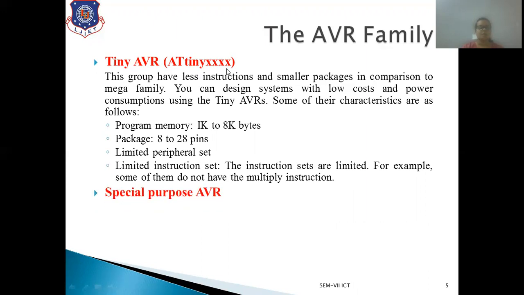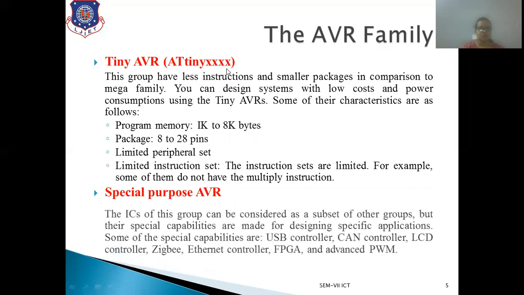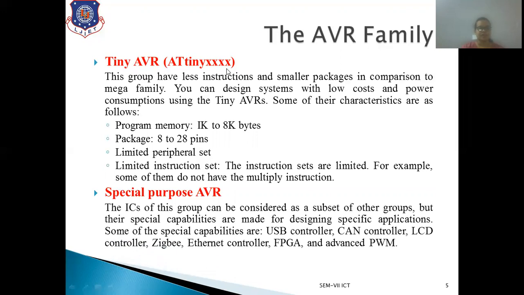And last, about the special purpose AVR. The ICs of this group can be considered a subset of other groups, but the special capabilities are made for design specific applications. Some of the specific applications are USB, that is the Universal Serial Bus controller, CAN controller, LCD controller, ZigBee, Ethernet, FPGA, and advanced PWM. For these capabilities, the special purpose AVR has been designed.